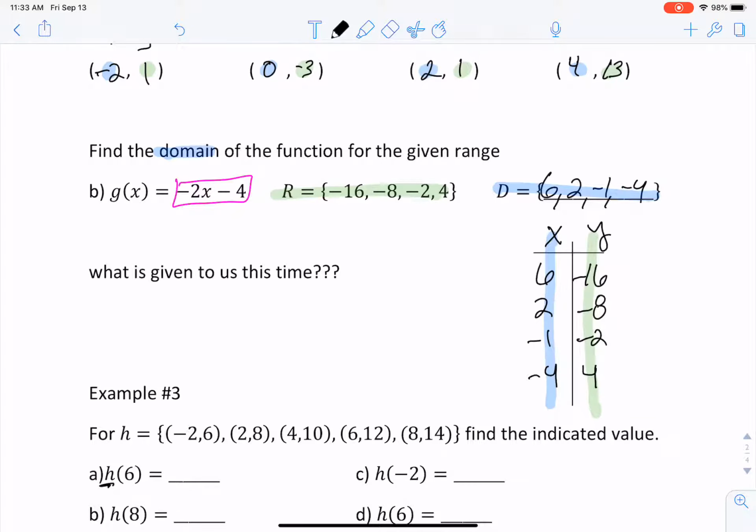Okay, and what is given to us this time, I talked about in the beginning. What was given was the range. So I should have written that down first. We were given the range, and we found the domain.